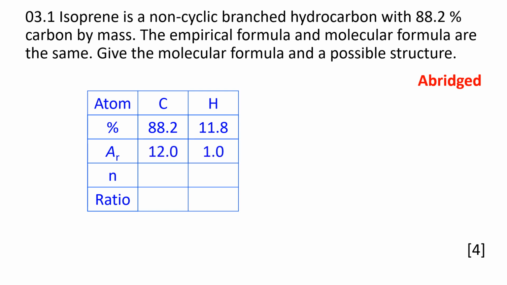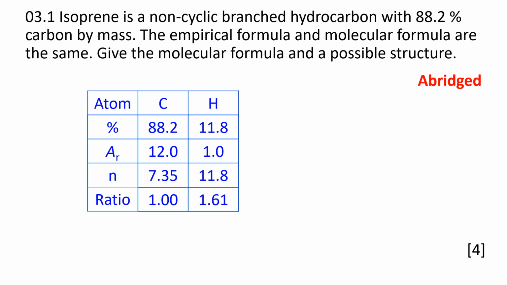Find the atomic mass of hydrogen and carbon. You can use the datasheet if you need to. If 100 grams of the substance was present, there will be 88.2 grams of carbon and 11.8 grams of hydrogen. We can work out the amount of each element present by dividing mass by molar mass.